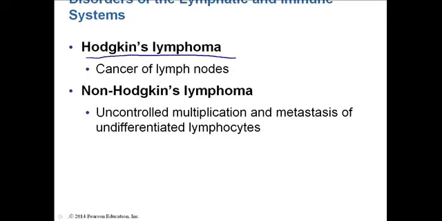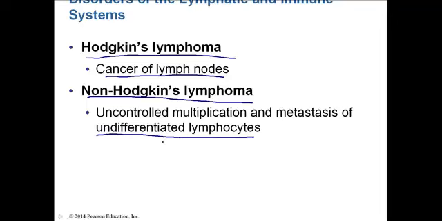Then I'd like you to know Hodgkin's lymphoma, that's cancer of the lymph nodes, and then non-Hodgkin's lymphoma is uncontrolled multiplication and metastasis of undifferentiated lymphocytes. So these are bad conditions, and they usually kill you.